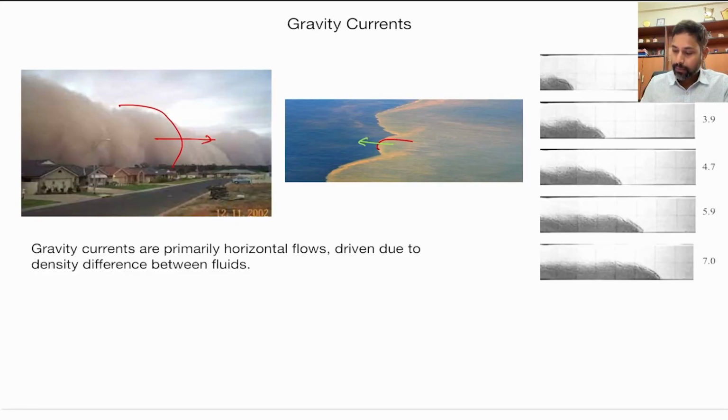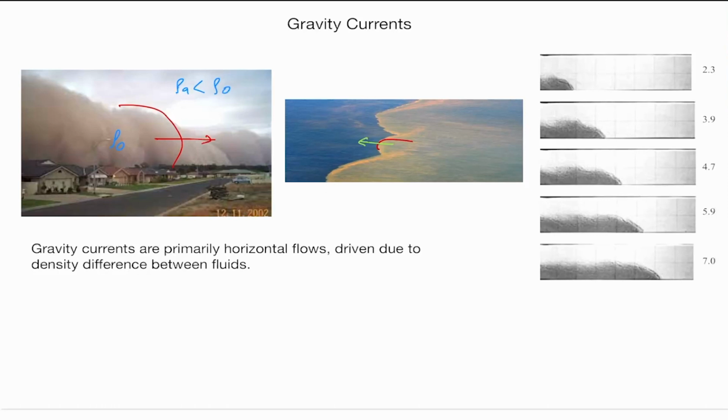Okay, so these examples show that even if buoyancy force is applied vertically upward or downward, this can create horizontal flows if there is some sort of horizontal boundary. So in the first case for instance, let's assume this is rho naught and this is rho ambient. So rho naught is actually greater than rho ambient. Okay, and that's why there is this density driven flow happening, and we will quickly see how this density difference in vertical direction creates flow in the horizontal direction.